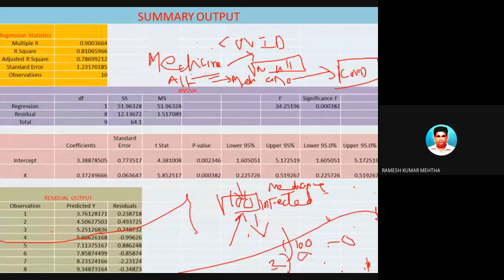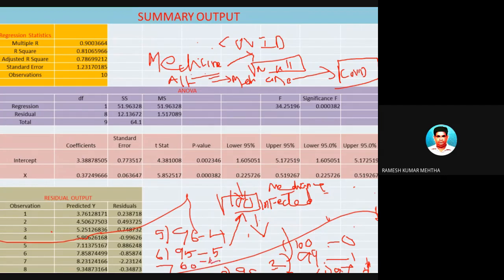Number 2, 99 people were cured and 1 person died. Number 3, 98 people got cured and 2 people died. Number 4, 97 people got cured and only 3 people died. Number 5, 96 people got cured and 4 people died. Number 6, 95 people were okay and 5 people died. Number 7, 60 people got infected and died, and only 40% of the people were safe.